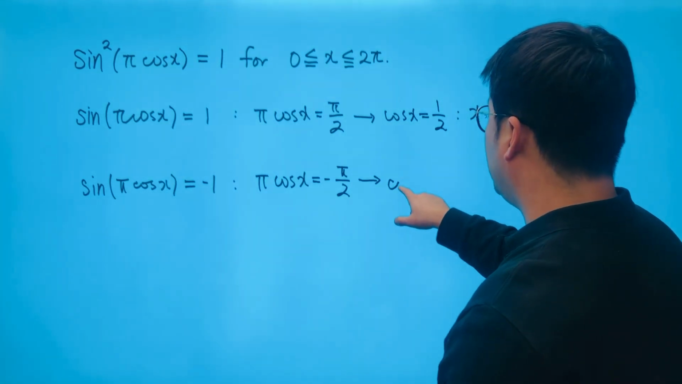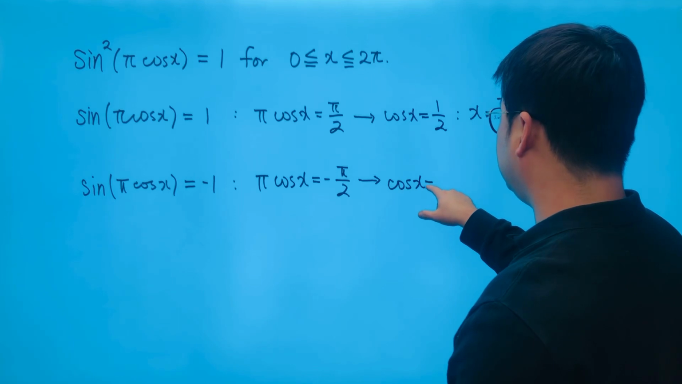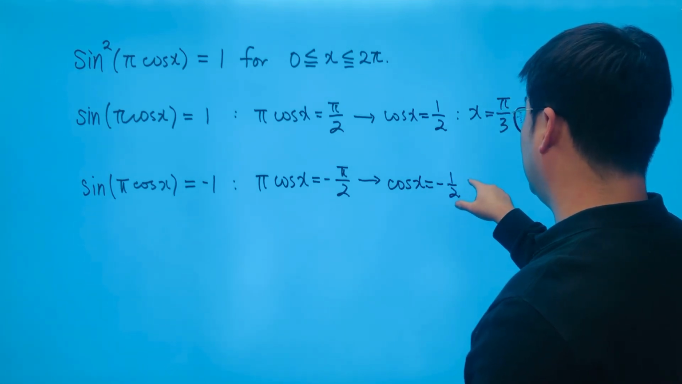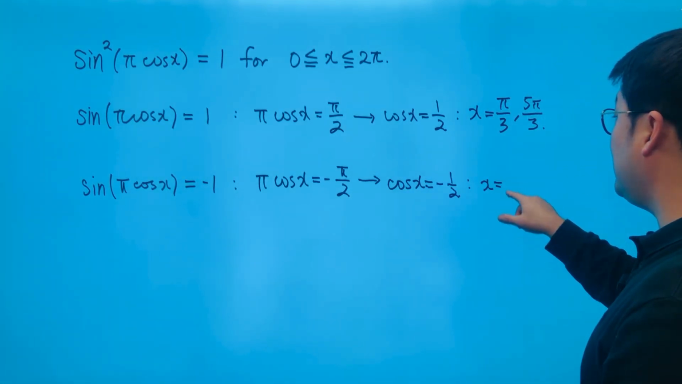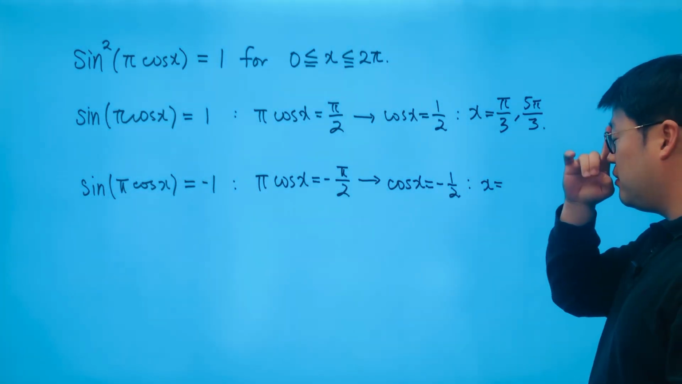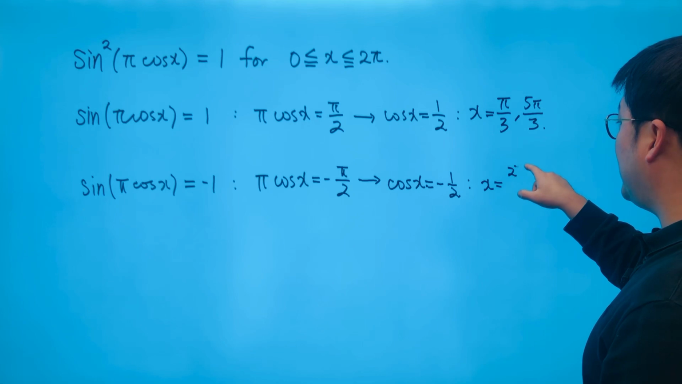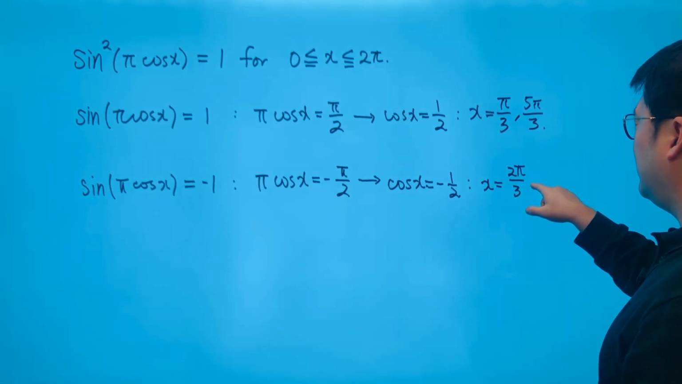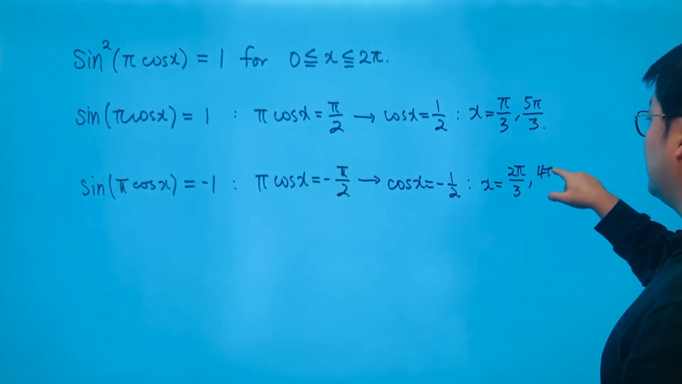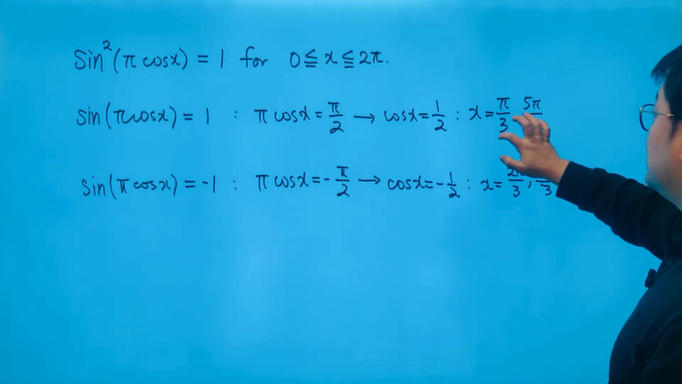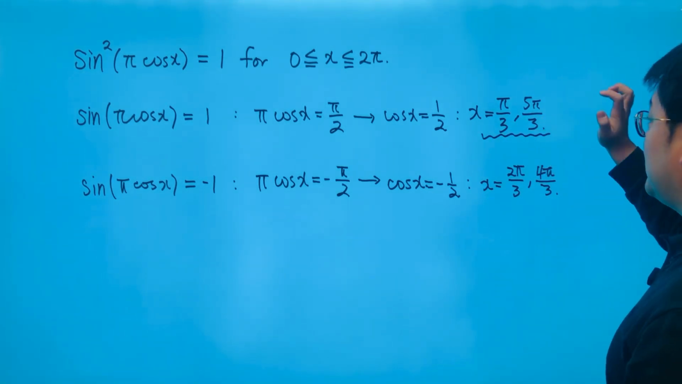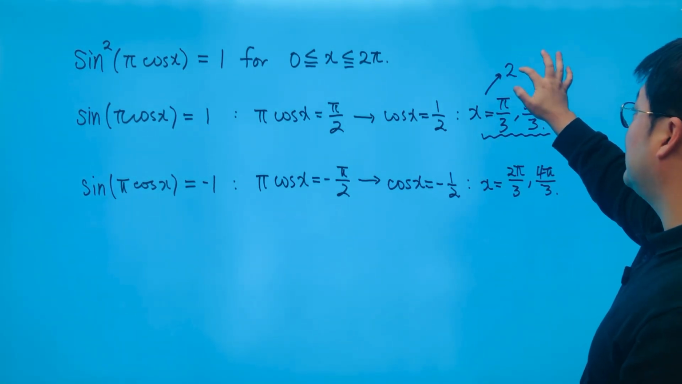So we get cosine x equaling -1/2, and x will be 2 pi over 3. That's right. And what about 4 pi over 3? It also makes sense. And by the way, the sum of all these solutions that you just found is 2 pi.